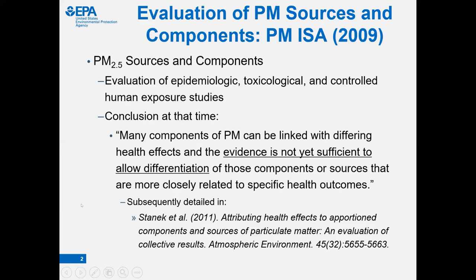In the 2009 PM ISA, this was the first time that we had really conducted a systematic assessment of the evidence looking at PM 2.5 sources and components and health effects, spanning the scientific disciplines that were evaluating the health effects evidence. Based off of that evaluation, we concluded that many components of PM can be linked with differing health effects, and the evidence is not yet sufficient to allow differentiation of those components or sources that are more closely related to specific health outcomes. We further characterized this evidence in a publication that followed the release of the 2009 ISA, Stanek et al. 2011.